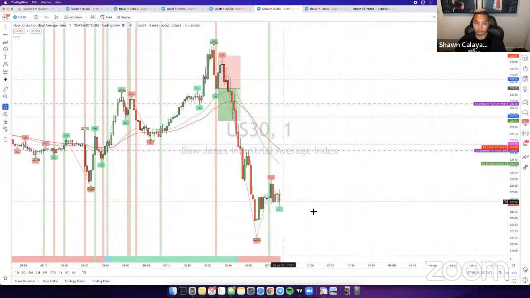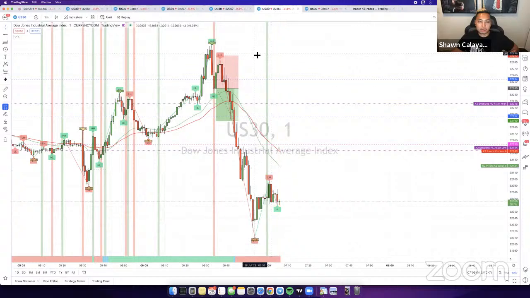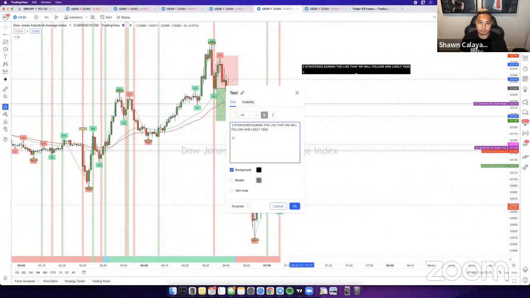And I agree. So those are going to be the 3 strategies that I'm probably going to be looking at. I'll just put a list right here so that you guys can see. 3 strategies during the live we will follow and likely take. First is going to be the 1 minute. It's the US30 1 minute breakout. Always take this if present.